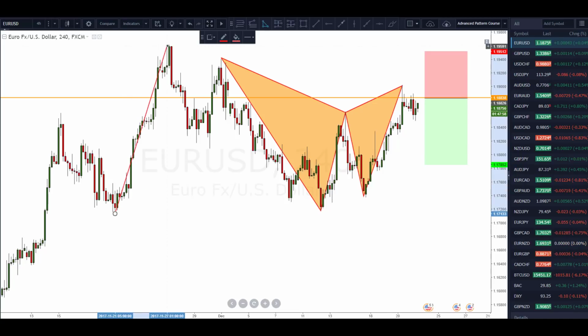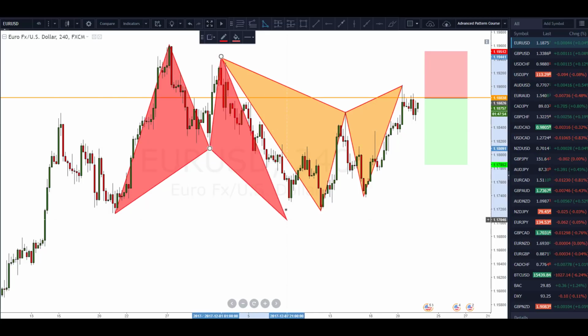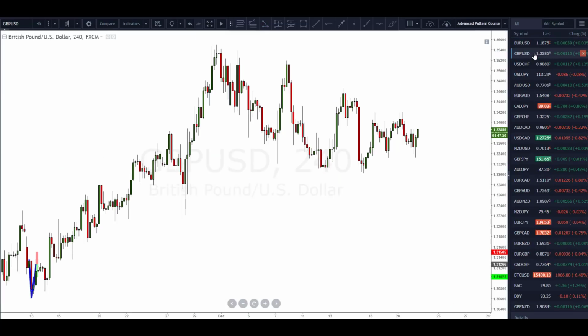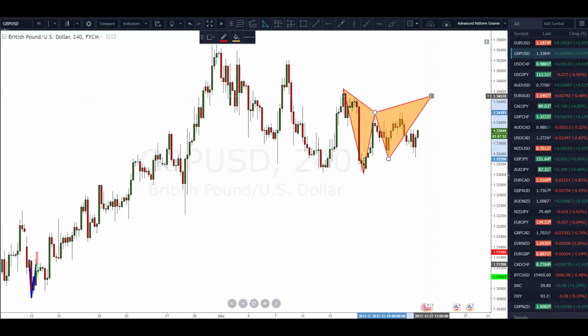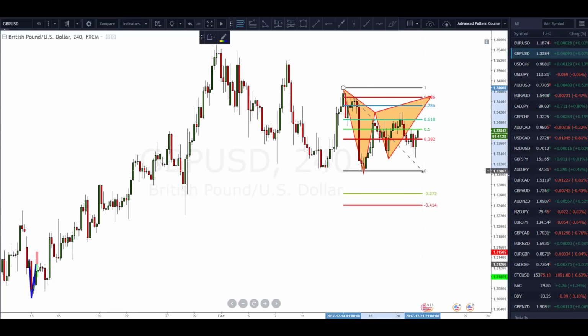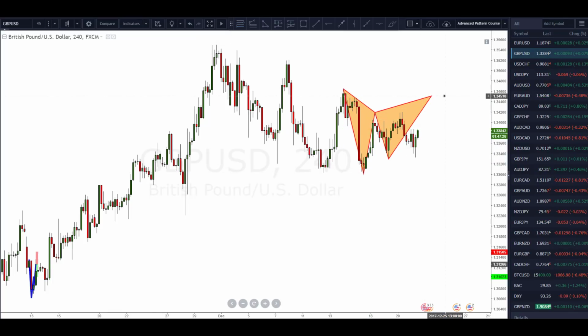So here on the euro dollar, we've already seen 2 advanced patterns that we pointed out earlier in the video. Next, let's move down to the pound dollar. Here we have an advanced pattern setup coming in like so. X to A to B, B to C, CD completion right up there. Bring on Fibonacci and make sure I am correct. Yes, I am. So that's what we're looking at here on the pound dollar for an advanced pattern.